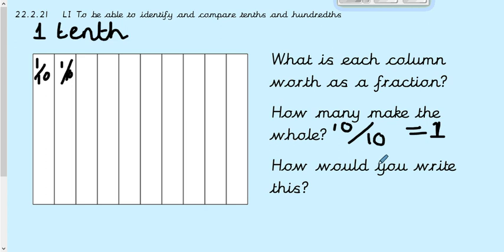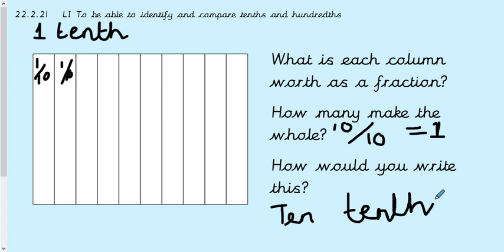And it says, how would you write this? So we've written it as a fraction, but if you're actually writing the letters as well, it would be 10 tenths, okay? Because these are tenths. They're not tens, they're a tenth, okay? So 10 tenths. I'm really sorry about my handwriting. It's really hard using a mouse to do it. 10 tenths. That's how we would write it.